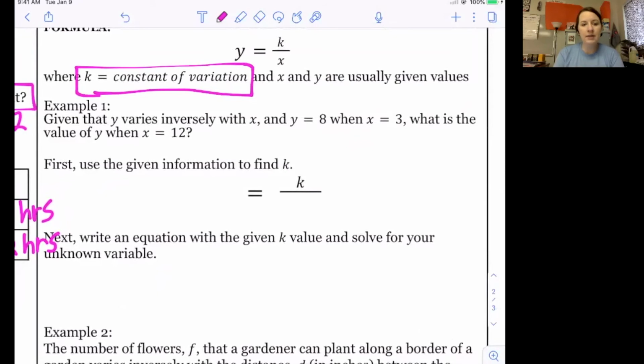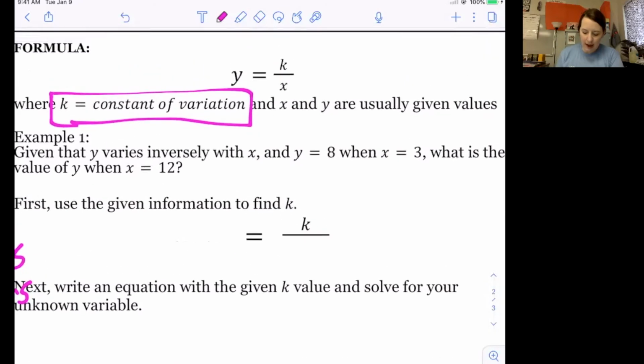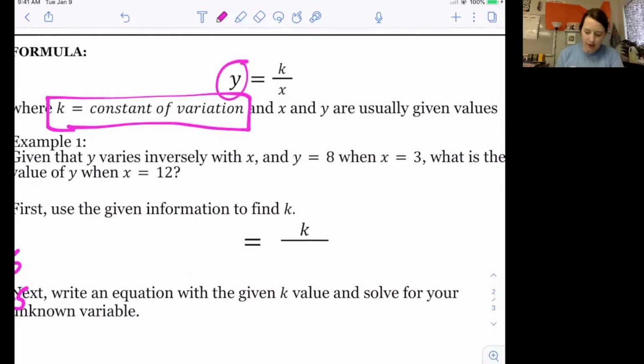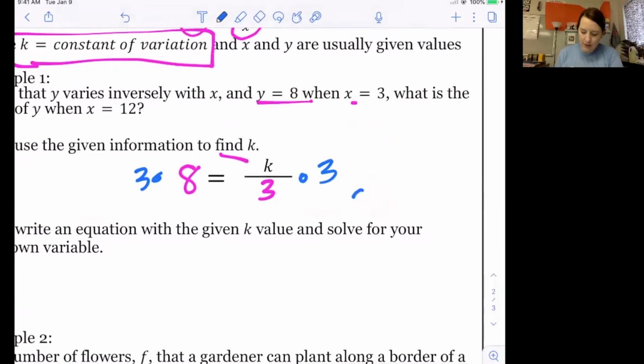So example 1 says, given that y varies inversely with x, and y equals 8 when x equals 3, what is the value of y when x equals 12? So here we have a y on the left side. So y is 8, and then x is in the denominator when x is 3. So I have 8 equals k over 3. Well, I'm going to solve that by multiplying both sides by 3, and I get 24 equals k. So my constant of variation is 24, but that's not what it's asking.